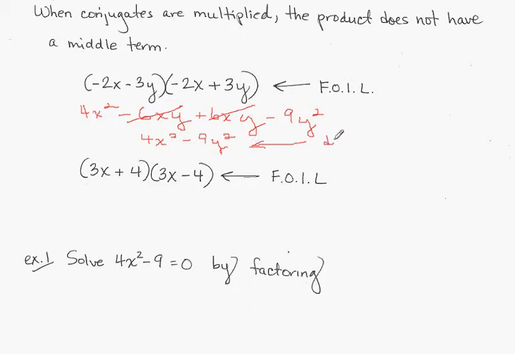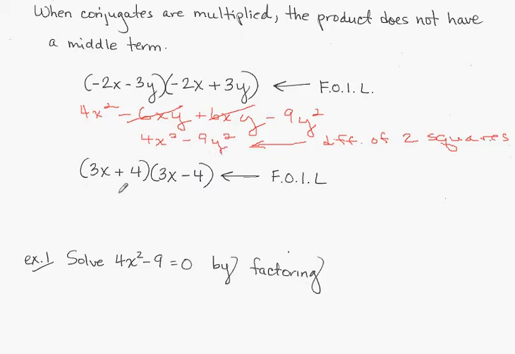This is the difference. I'm not writing too neatly here today. Difference of two squares. Now, of course, when we factor a difference of two squares, we're going to get a pair of conjugates back.